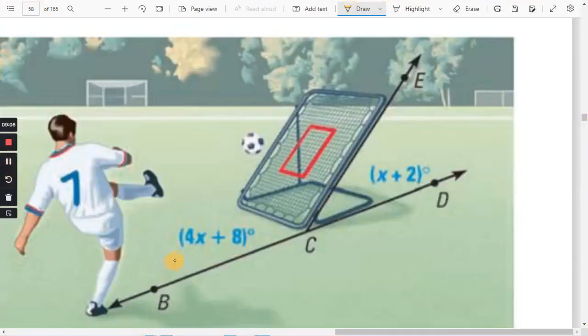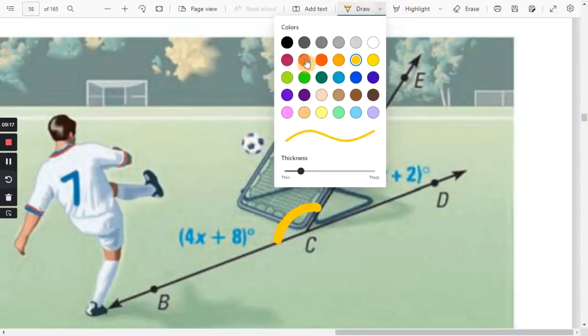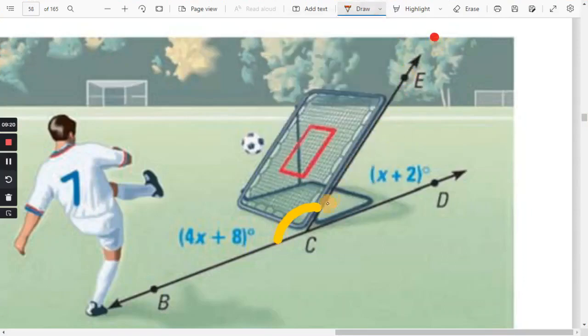Okay, so here's our drawing. Okay, if we go from B to C to E, that's going to be this angle right here. And the other one, if we go from E to C to D, that's just going to be this angle right here. Okay, they told us they're supplementary, plus we see they form a straight line. Okay, so these two angles represented by the algebra, 4x plus 8 and x plus 2, are going to equal 180. So please add the two angles together and set them equal to 180.